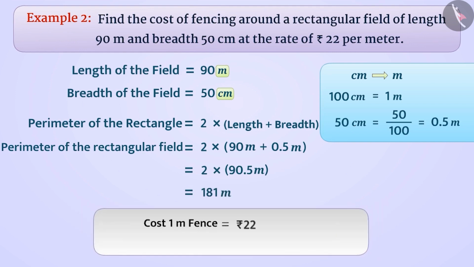Since the cost of 1 meter of fence is equal to rupees 22, the cost of building a 181 meter fence is equal to rupees 181 into 22, which is equal to rupees 3,982.